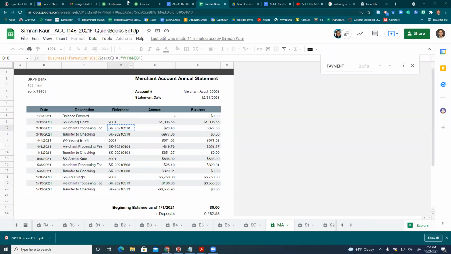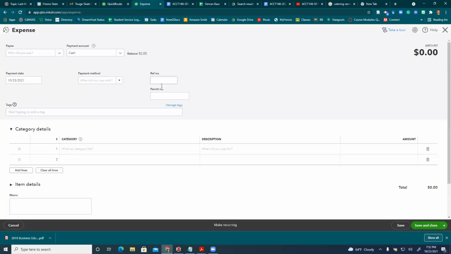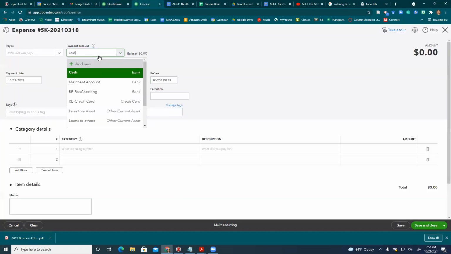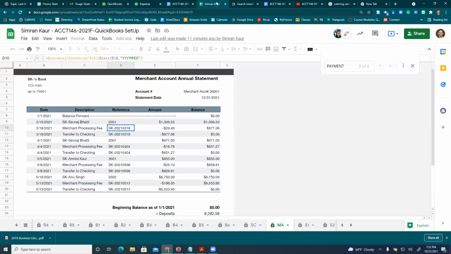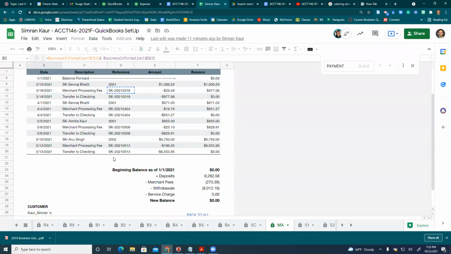This one is going for SK, right? So that's my reference number. What's the payment account? That's the merchant account. Who are we paying? Paros Bank. Isn't that who our merchant is? Yeah. In this case, it's SK's Bank. I think it's supposed to be Paros Bank, though. There's a problem.